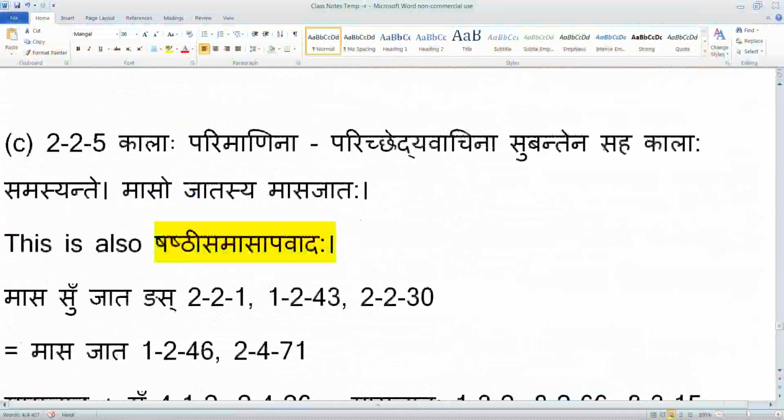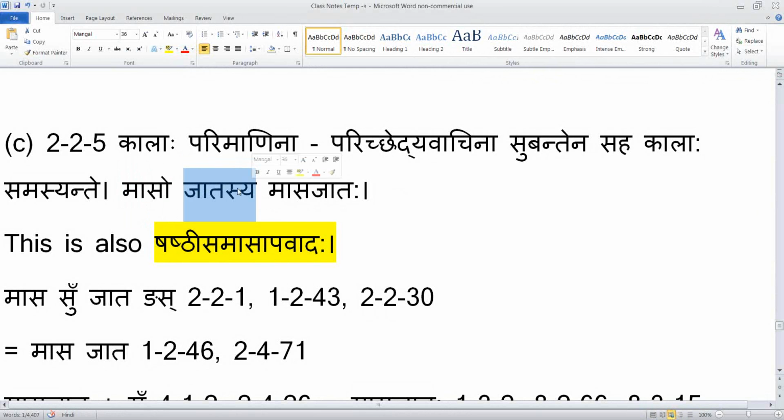So this is, masaha jatasya, masa jataha. Someone who's been born, only a month has passed since this person has been born. So this is only one who's basically 1 month old. 1 month old is masa jataha. So here this masaha is this kalaha. It is kalavachi. And then jatasya, that is the parichedya vachina.